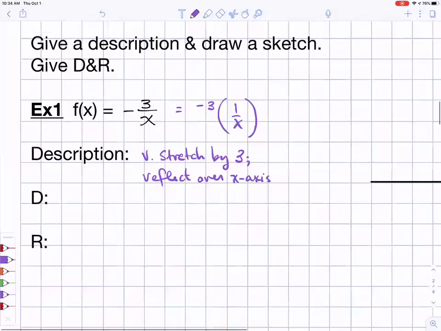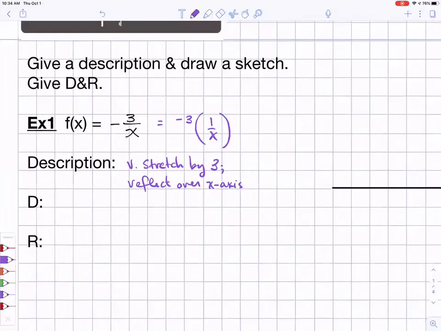Now, domain and range, I'm not even going to mess with that until I actually have a sketch. And I'm not going to use the calculator for this. We can use the concept of parents. Which parent am I messing with? Am I messing with the reciprocal parent or the reciprocal square parent?